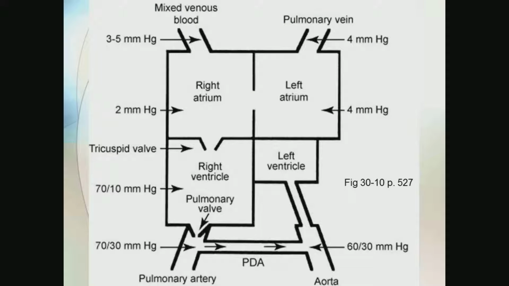Just another picture of it here. You can see that the left ventricle doesn't generate much pressure at all. In fact, it often doesn't generate any. Pulmonary artery pressure is always higher than systolic or systemic arterial pressure. So we have blood flow going through that PDA. Gotta have that.